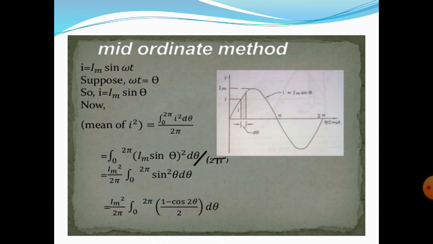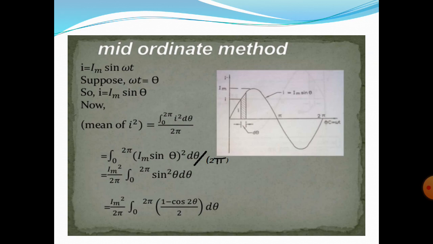For a given circuit, we have considered a supply is AC. So the current i is equal to Im into sine omega t. Suppose omega t is equal to theta, we substitute omega t equal to theta in current i, so we get the equation i is equal to Im into sine theta.